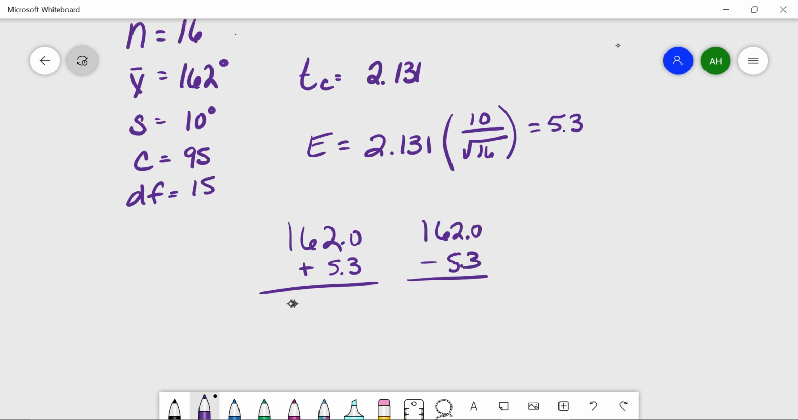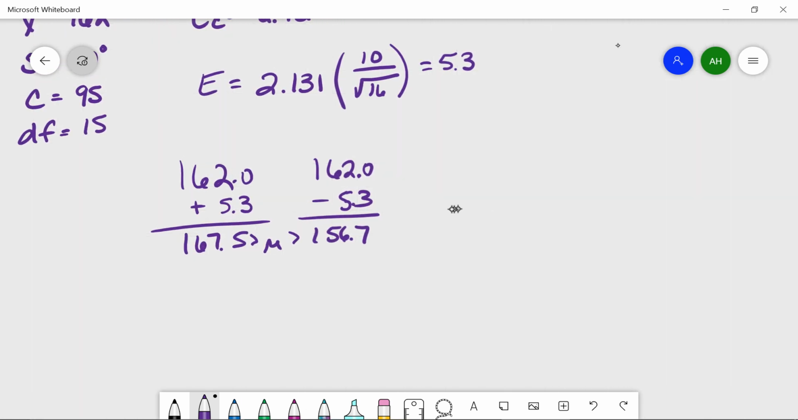Okay, and this is going to give me over here 167.5, over here 156.7. Okay, so my interval is going to be here, right? And my mu is going to be less than this and greater than that. So if I'm looking at that, to put that on a number line, say that we had 160, and 165 out here and 155 over here.